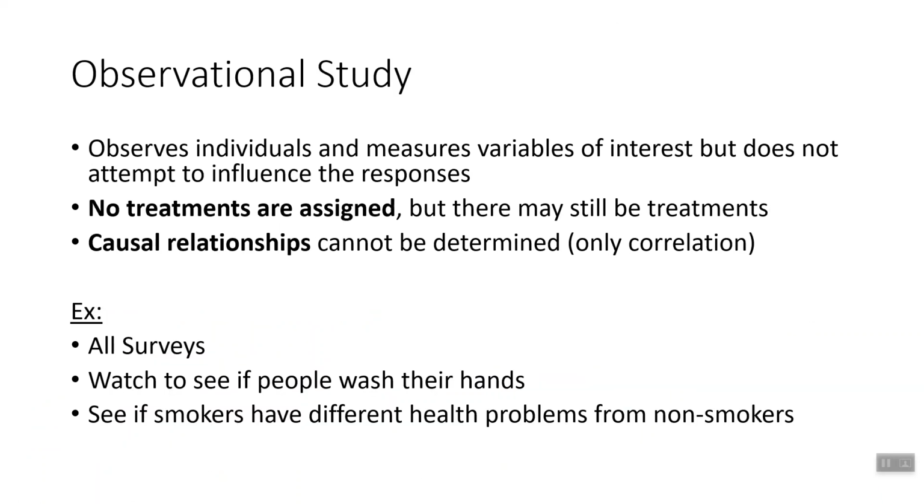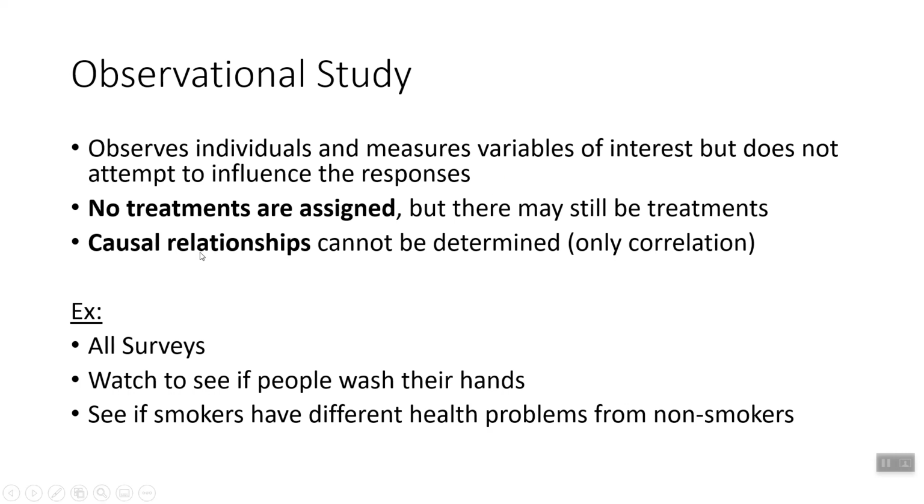All right, so let's take a look at observational studies. So remember, in observational studies, no treatments are assigned. That's the big difference, the assignment of treatments. Observational studies just observe individuals and measure variables of interest, but we do not try to influence the response, whereas in an experiment, you do try to influence the response with the assigned treatments.